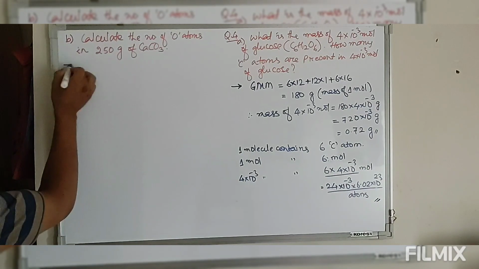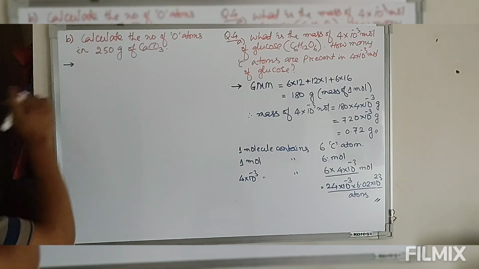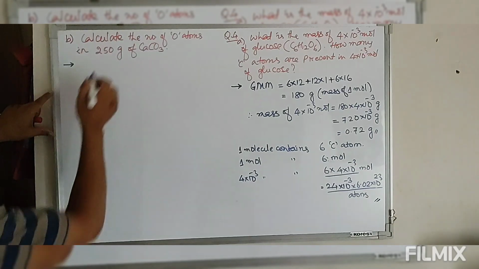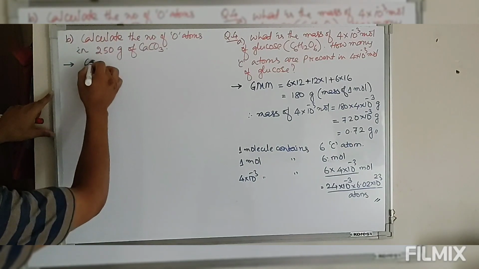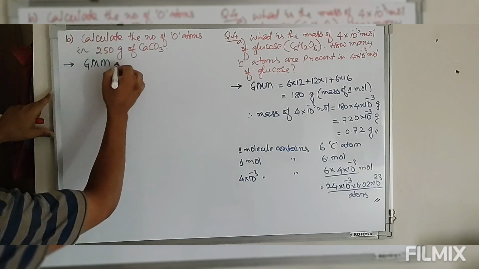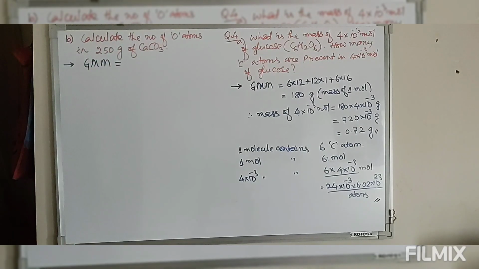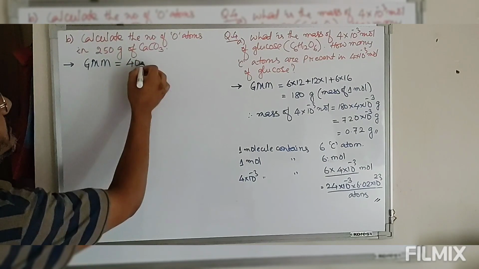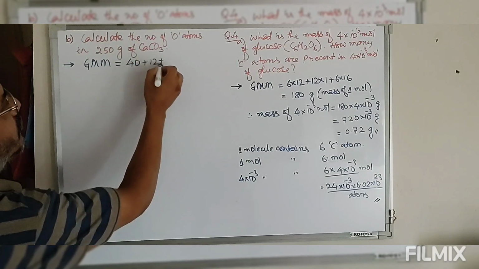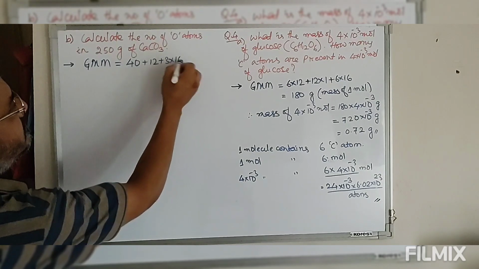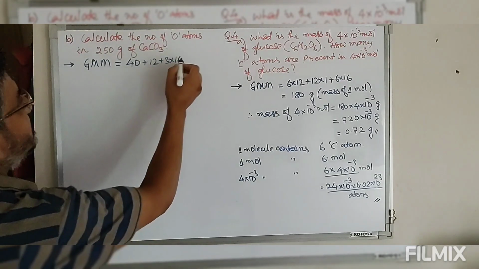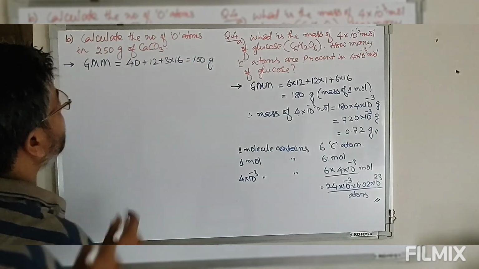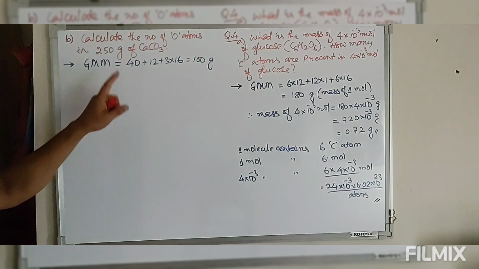So we are given the mass of calcium carbonate and we have to find the total number of oxygen atoms. So let's find out the gram molecular mass of calcium carbonate. Calcium has 40 grams, carbon is 12, oxygen is 16. So this comes out to be 100 grams. Gram molecular mass of calcium carbonate is 100 grams.